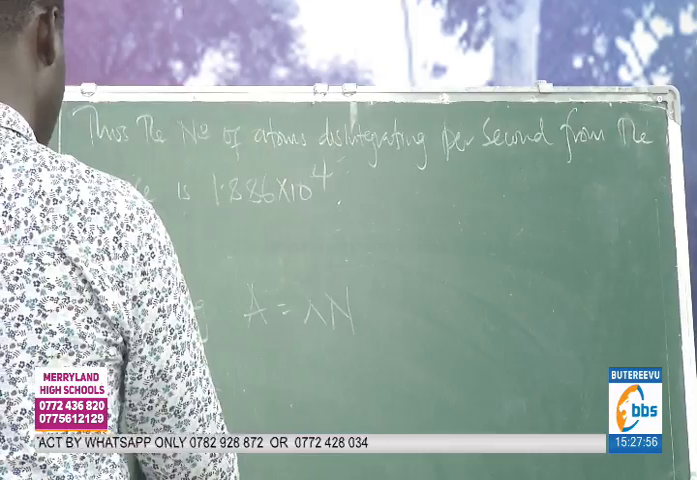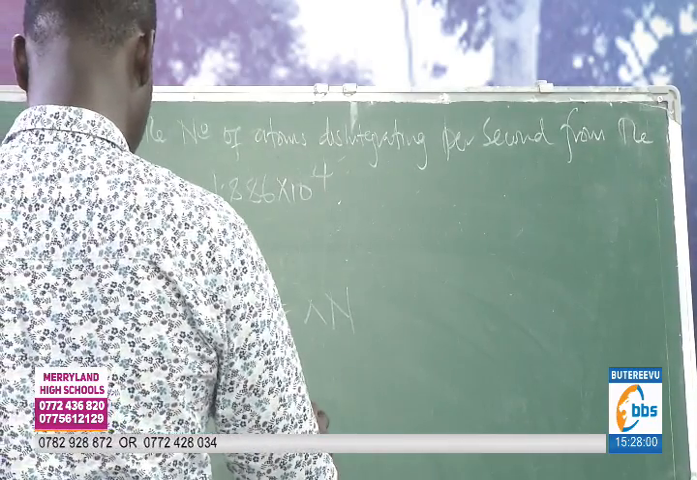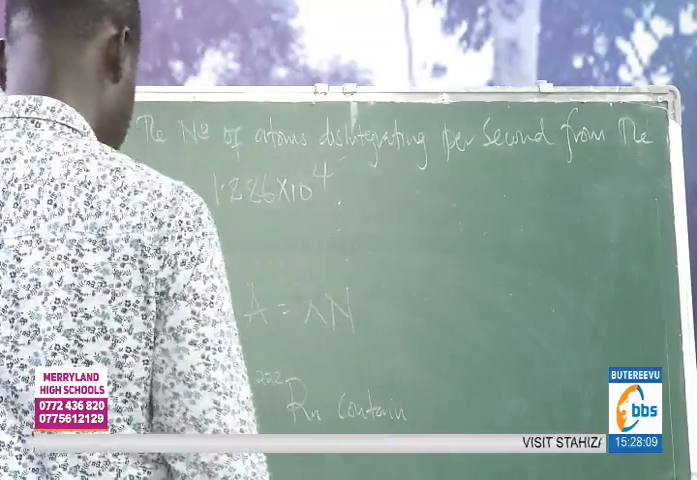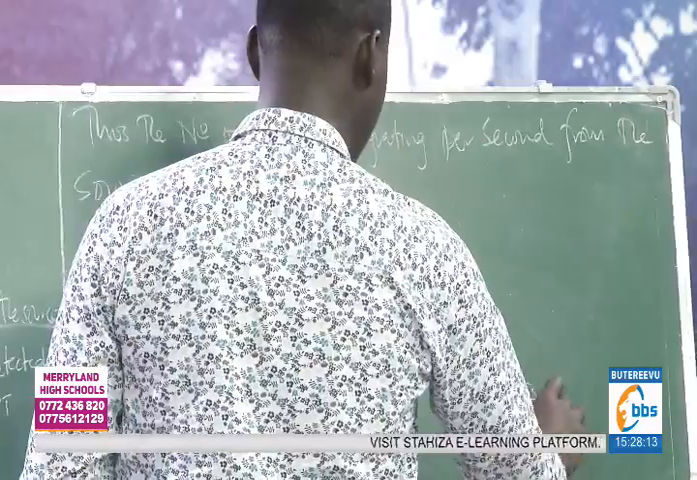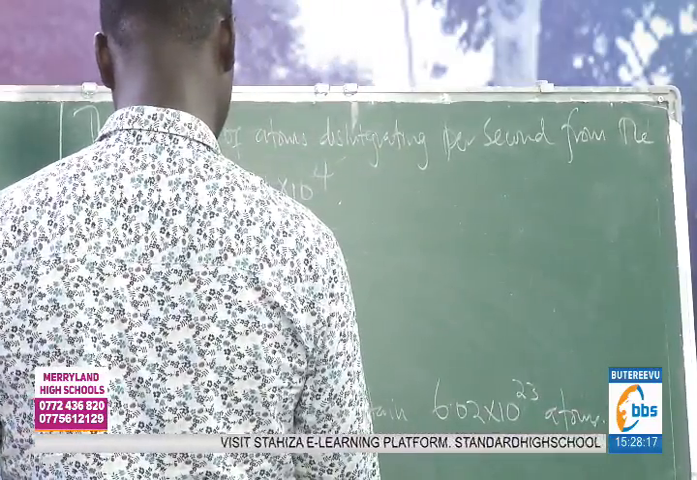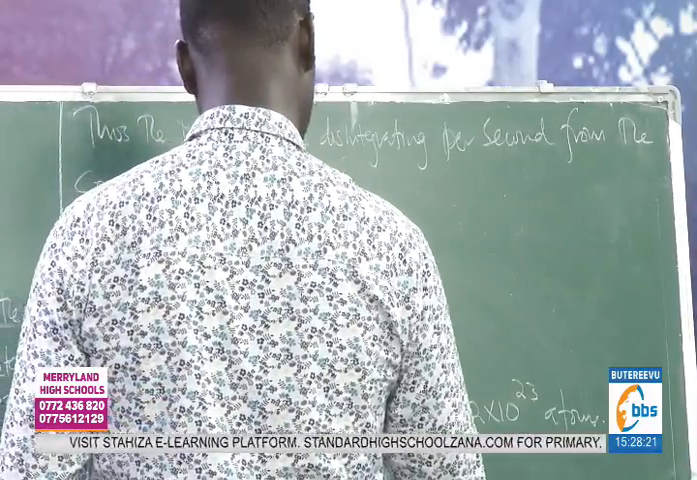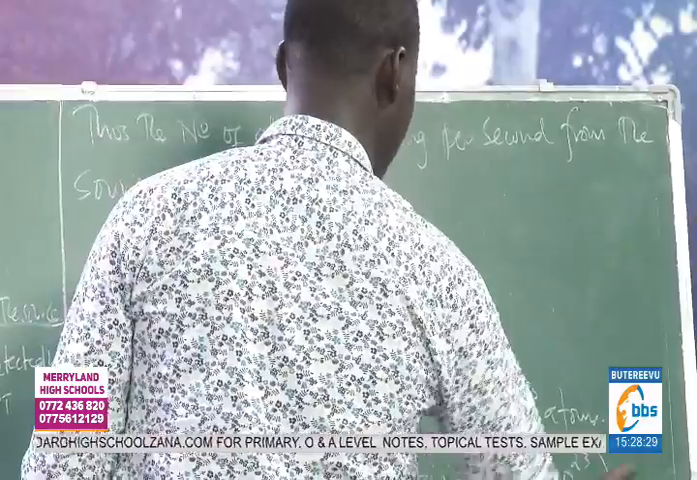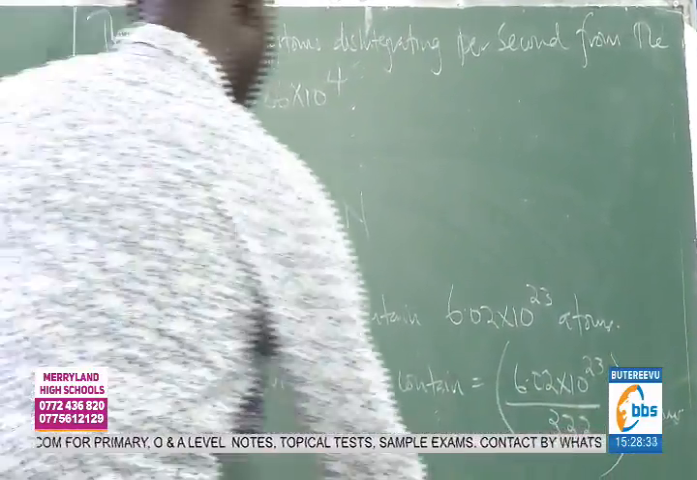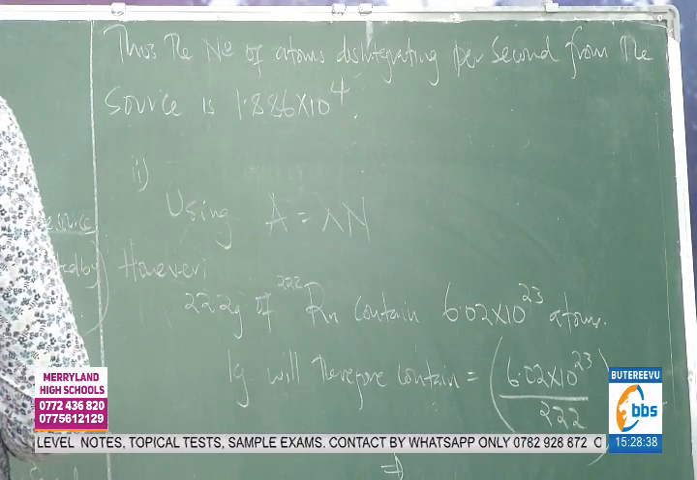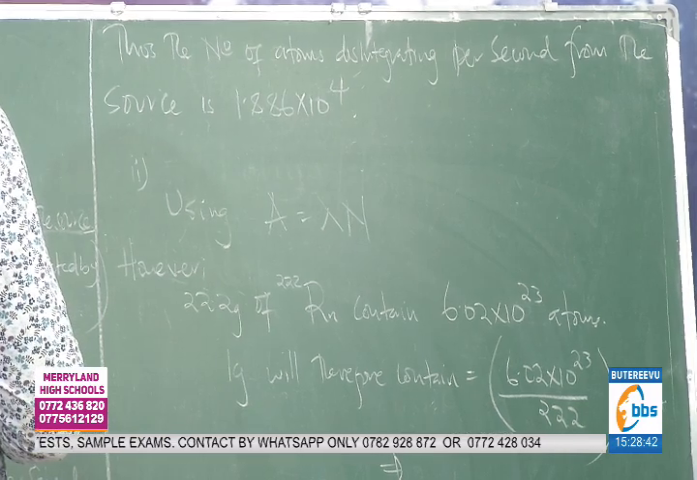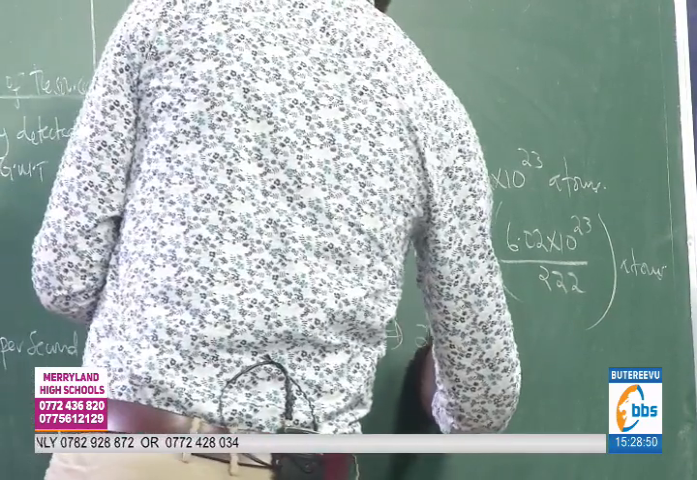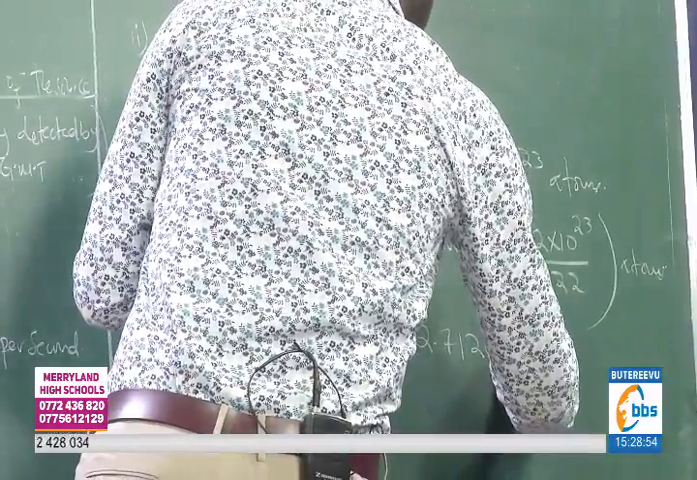So, 222 grams of the radon 222, we know according to Avogadro's theory, contain 6.02 exponent 23 atoms. So the 1 gram will therefore contain 6.02 exponent 23 divided by 222 atoms. So this number of atoms now present, according to my calculation, I'm having around 2.712 to 3 decimal places, 2.712 exponent 21 atoms.